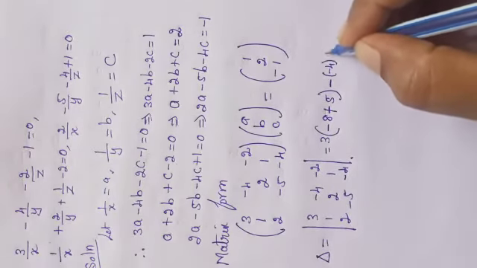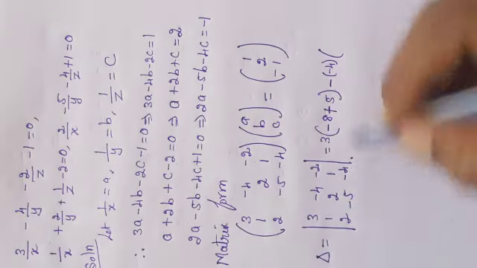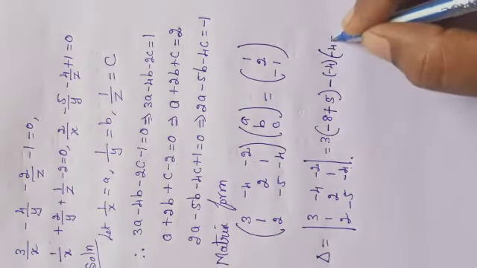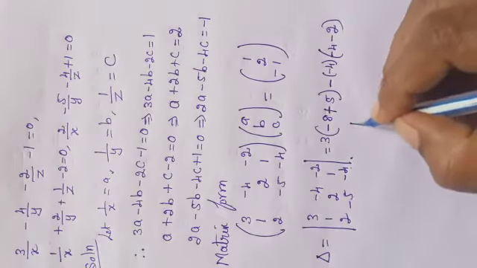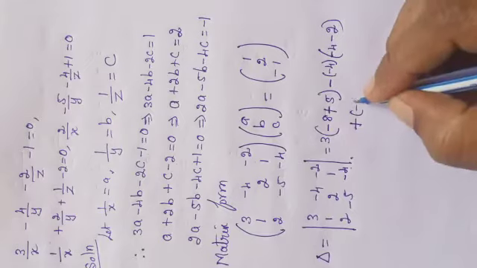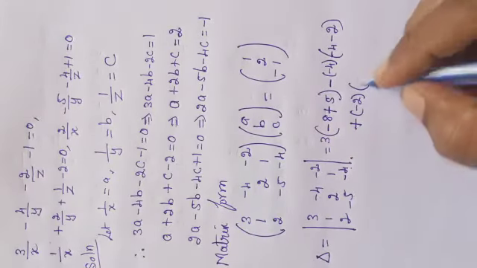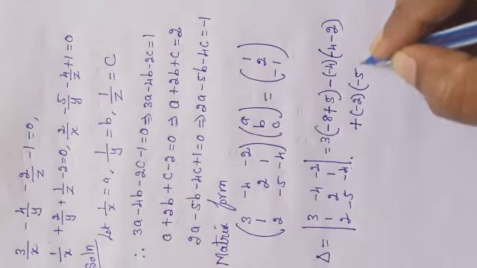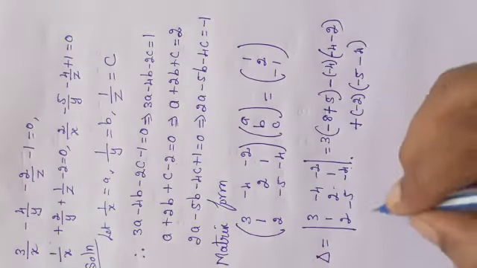Minus 4. Since the minus is there, I have given it inside the bracket. 1 into minus 4, minus 4 minus 2 into 1 is 2. Then plus, here we have minus, so I am giving minus 2 inside the bracket, into 1 into minus 5 minus 2 into 2 is 4.